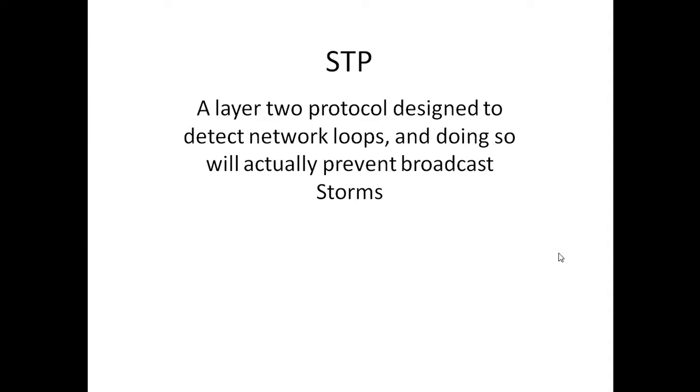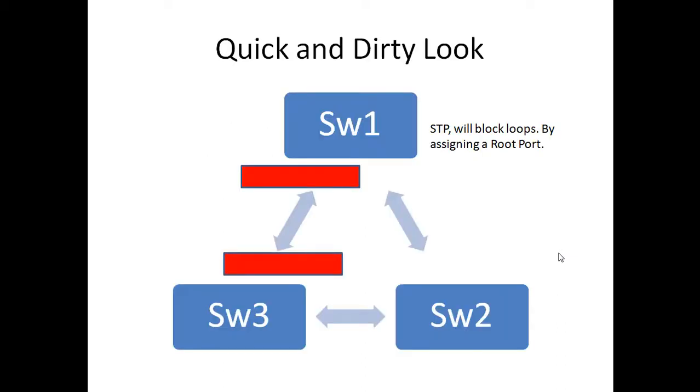It's designed to prevent and detect network loops. Right, that's its design. And there's actually several flavors of this. There's rapid spanning tree, but basically at its core, it's designed to stop this circular problem that we have. Okay, so let's look at that switch 1, 2, and 3 again.